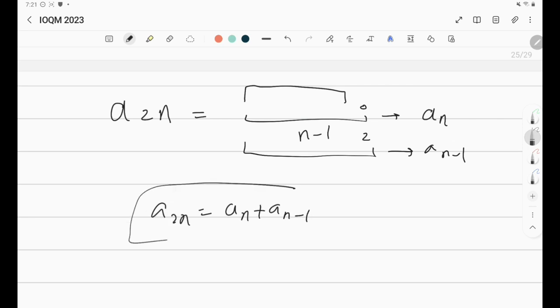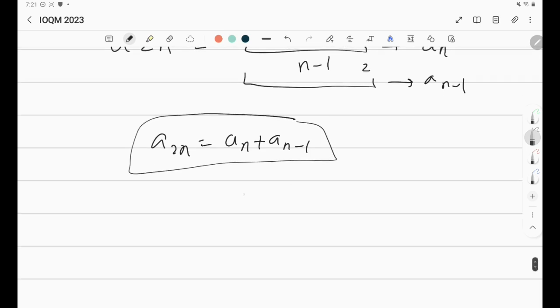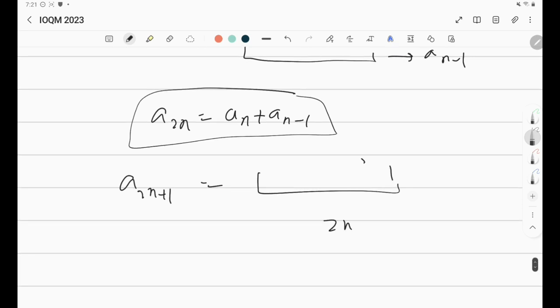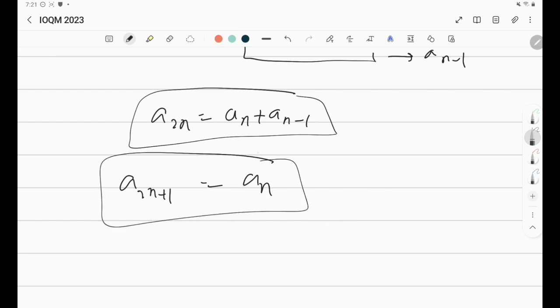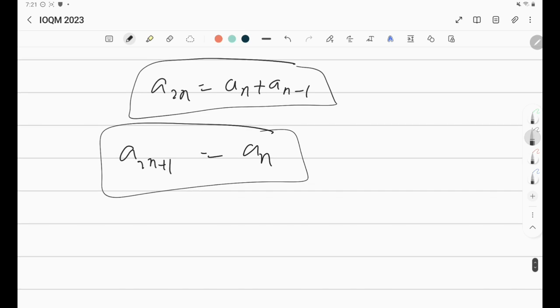Okay, very nice. Now we need to build the same recursion for odd. For odd, it's even easier, because we already know that we can just have 1 here. If we have 1 here, then we have 2n plus 1. This is actually n. So that means we just have this case, so it's actually equal to a_n. So now we have these two recursions, and now our goal is to find a_100. So let's do that. So 100 is even. We can divide it by 2.